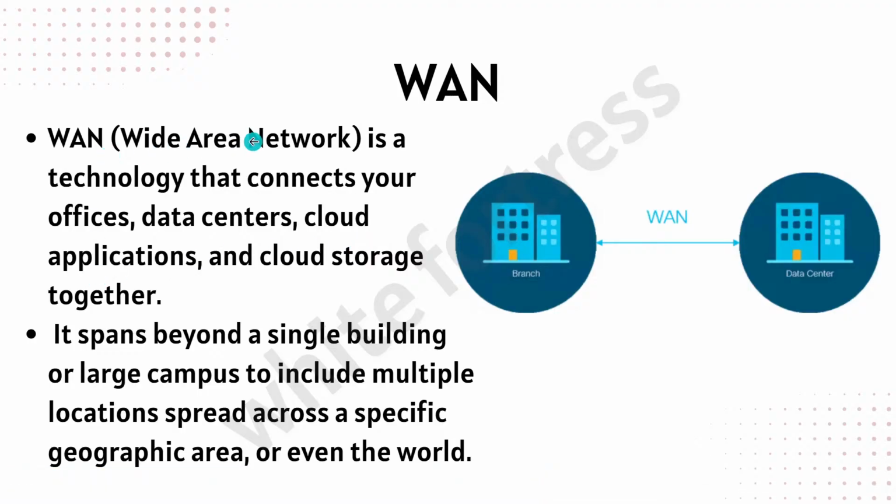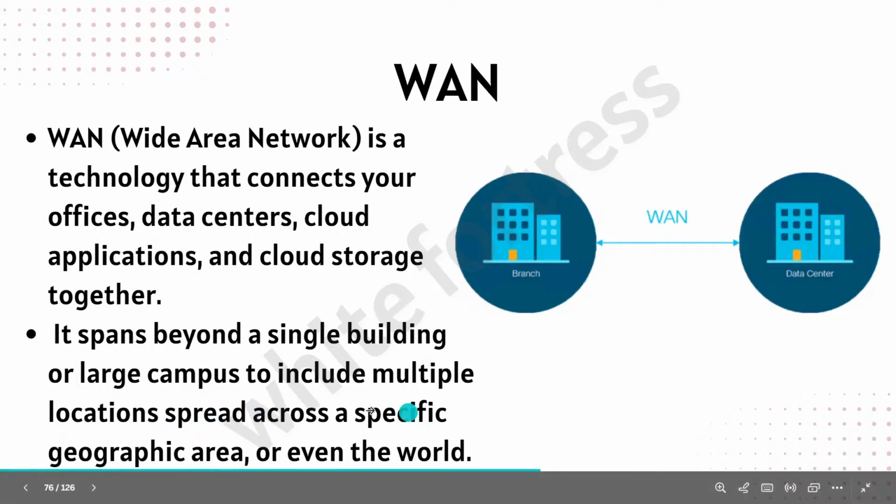So WAN, the wide area network, is a technology that connects your offices, data centers, cloud applications, and cloud storage all together. Means from here, I'm able to access the data that is uploaded on the cloud, already uploaded on a particular website or anything. And ultimately, all that data is stored in some data center, maybe in another city, in some other continent, who knows. It spans beyond a single building or large campus and includes multiple locations spread across a specific geographical area like different countries or even the world.